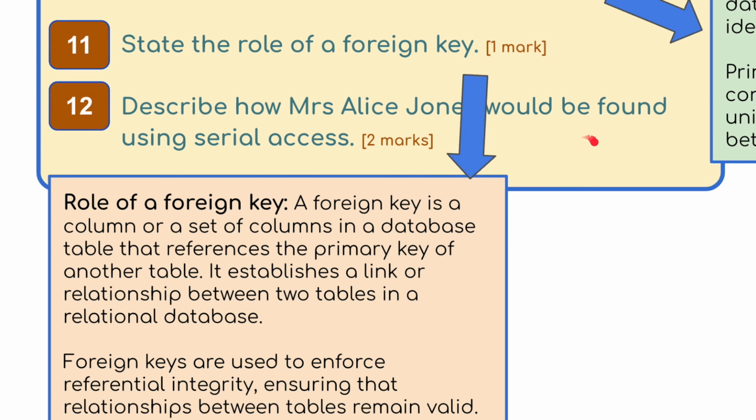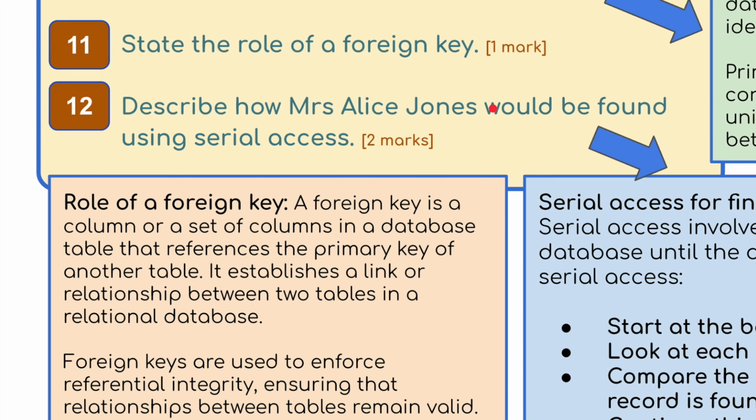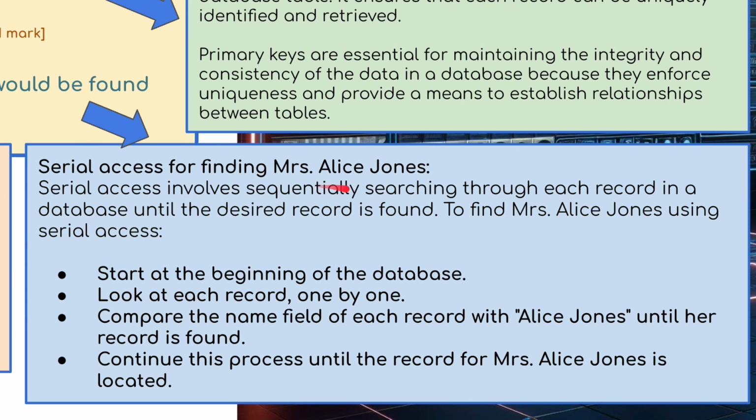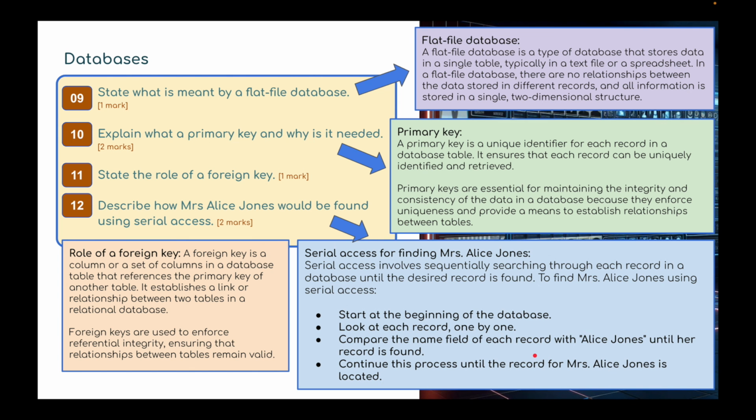And then finally, describe how Mrs. Alice Jones would be found using serial access. Okay, serial access involves sequentially searching through each record in a database until the desired record is found. So we'll start at the top and go all the way through. To find Mrs. Alice Jones using serial access, we'd start at the beginning of the database, we'd look at each record one by one, and compare the name field of each record with Alice Jones. We continue this process until the record for Mrs. Alice Jones is located. So that would be serial access.